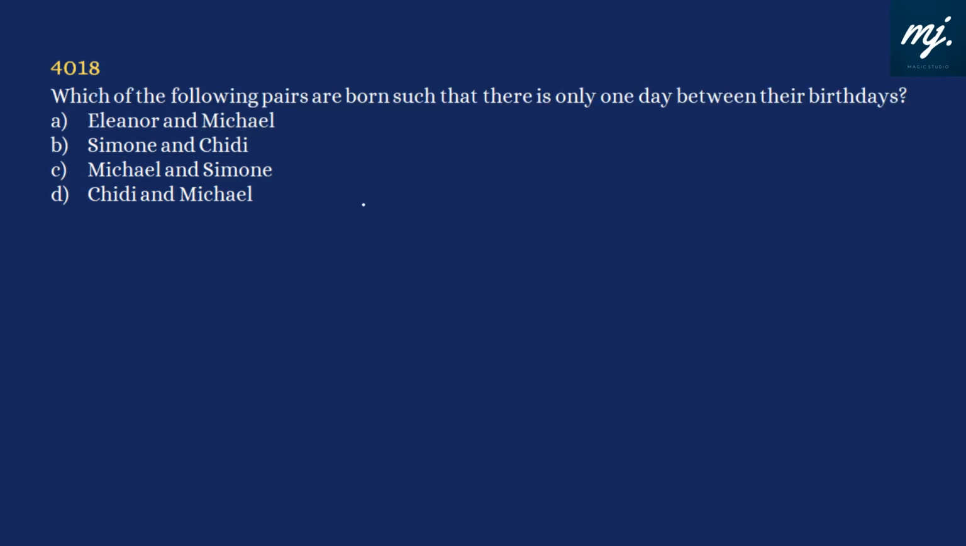Next question asked is, which of the following pairs are born such that there is one day between their birthdays? Eleanor is born on Thursday and Michael is on Saturday. Obviously, the first option is the best pick. Thursday, Friday and then Saturday. The pair we are looking for is E and M. The difference between their birthdays is one day.